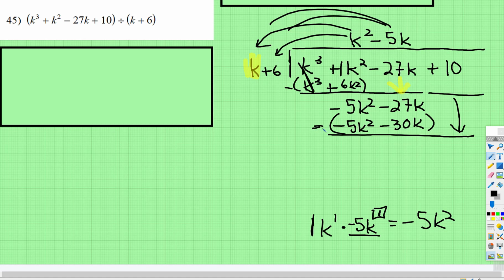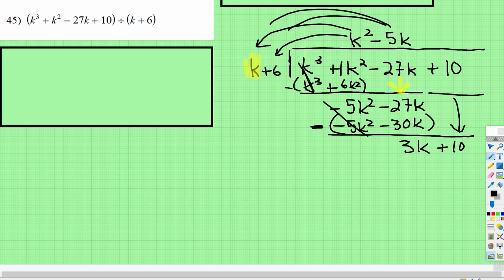So any number subtract itself cancels. Remember what I said is going to cancel? This says negative 27k subtract negative 30k. Well, that's the same as adding the positive. So negative 27k plus 30k is positive 3k. And then we're going to bring down that positive 10. And then finally, k to the first times what is equal to 3k. Well, that's just times 3. So we're going to put plus 3 right there.